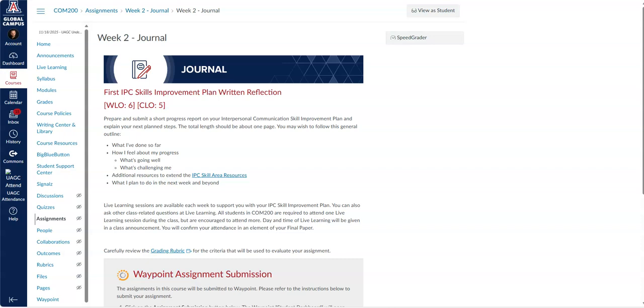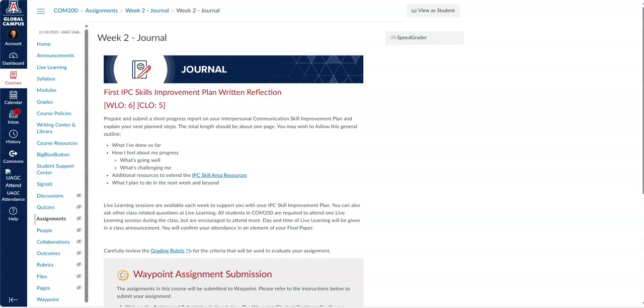So the suggested structure is one page. It's what we've done so far. So you'll describe specific exercises, practices, or strategies. How I feel about my progress, so include confidence, challenge, or surprises. What's going well, highlight skills that you're improving upon. Active listening, eye contact, etc.